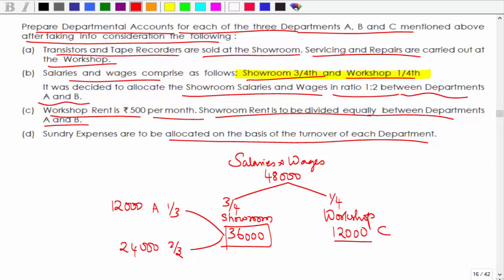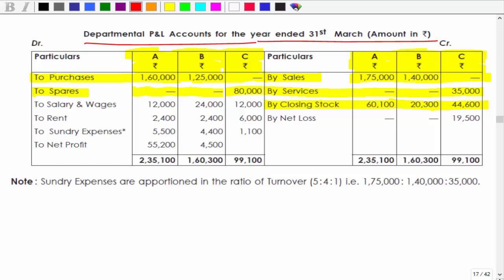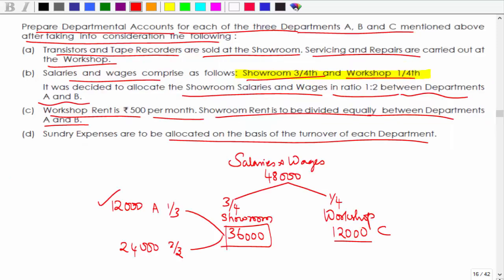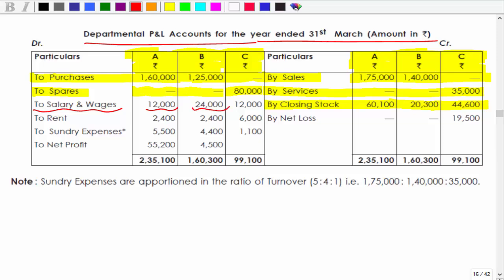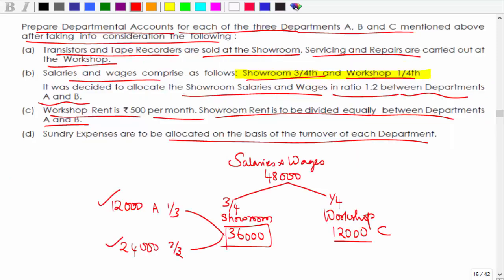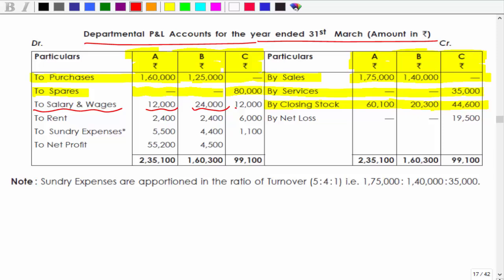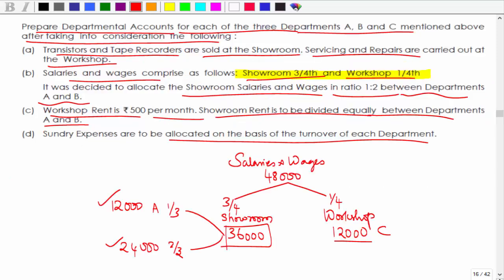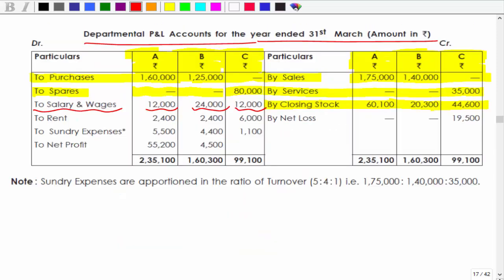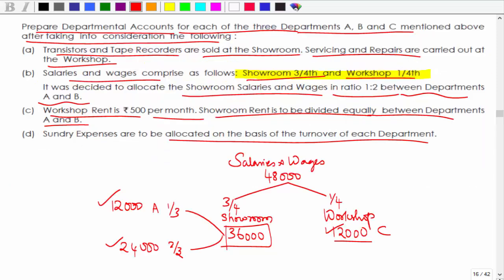So let's check that. Salaries and wages, 12,000 for Department A, so it is right. Then 24,000 for Department B, fine, and 12,000 for Department C, so that is also perfect. So in that way we have captured the salaries. Then comes rent. What information do we have regarding rent?